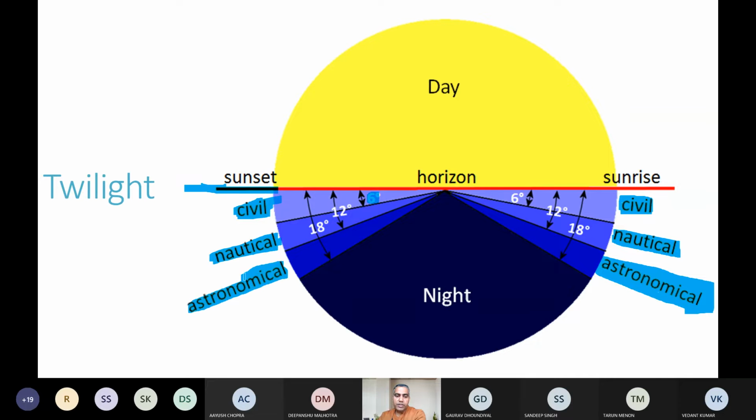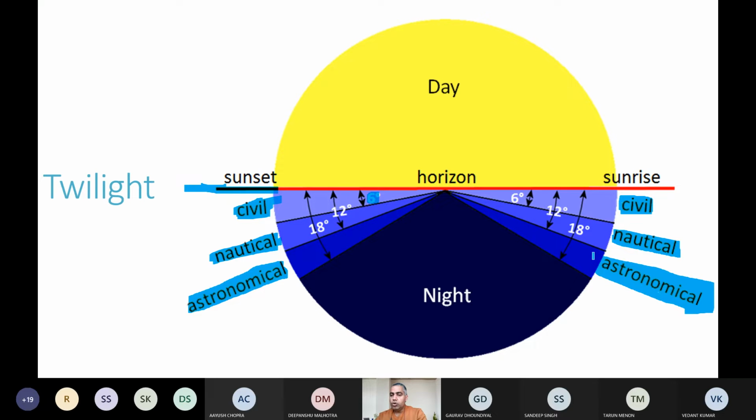Now, sometimes people get confused that astronomical twilight is 18 to 12. It is not that way. All the three twilights are measured or counted from the horizon to different angular values. Civil twilight is from the horizon to 6 degrees. Nautical twilight is from the horizon to 12 degrees. Astronomical twilight is from the horizon to 18 degrees below the horizon.